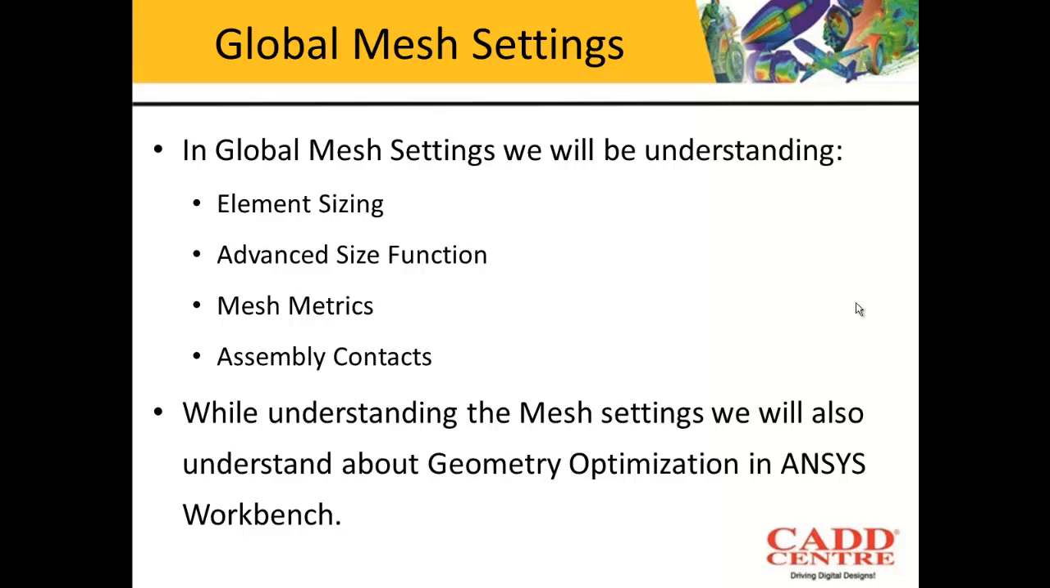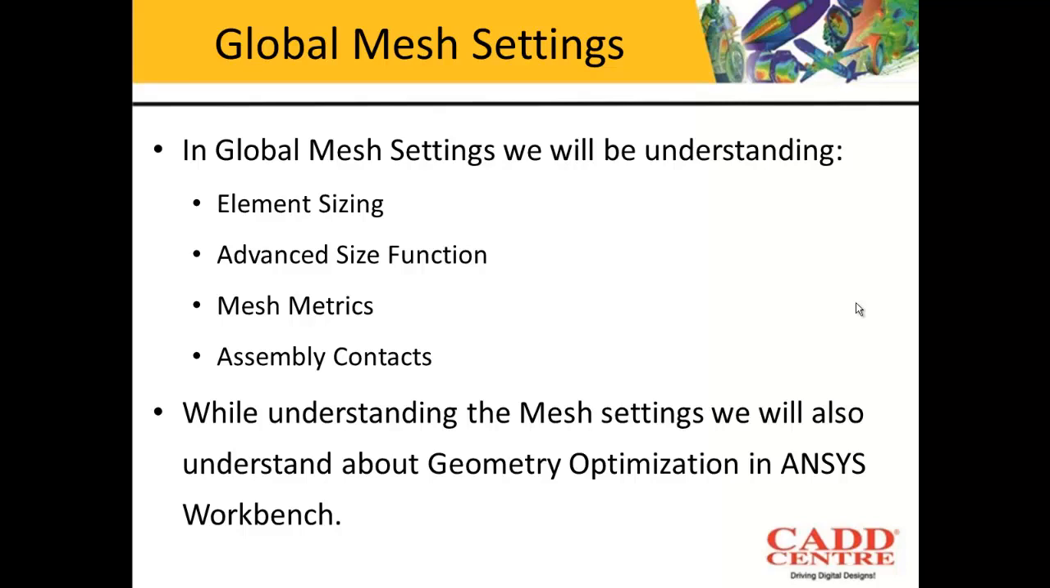available in Ansys Workbench. And while we are discussing about these global mesh settings, we will also understand how to give the element sizes. There is something called as advanced size function available in the global mesh settings. We will also be discussing about that. And then we will also discuss about mesh metrics, that is how to check the element quality. Once the meshing is done, we need to understand whether the elements that we have generated are of good quality or not. So for that we will understand about the mesh metrics.